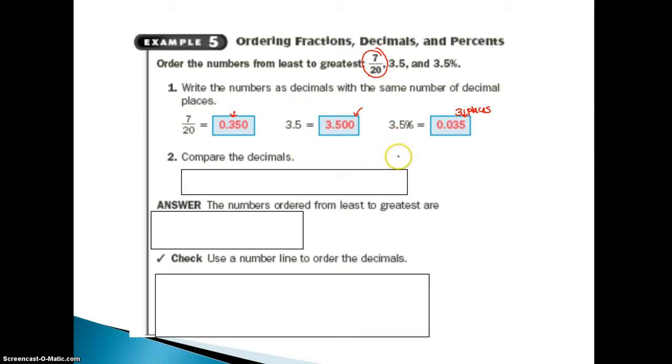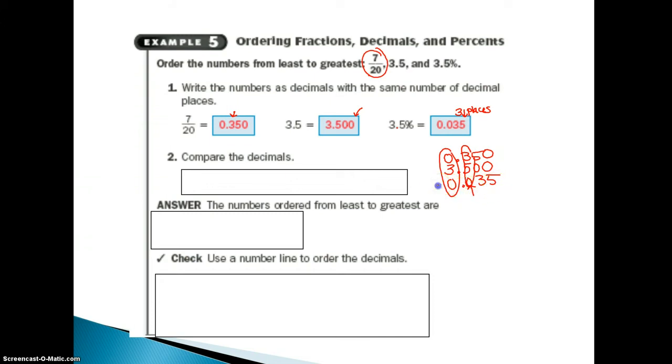I'm going to do it a little bit differently than the book shows you. I'm actually going to line up my decimal points. I'm going to be as neat as possible to keep the decimal points in line, and to keep each number in its own column. Now that I know this, I can see that in the whole number place, the ones place, this is a 3, and 3 is going to be the biggest. In the tenths place, the smallest is 0.035.